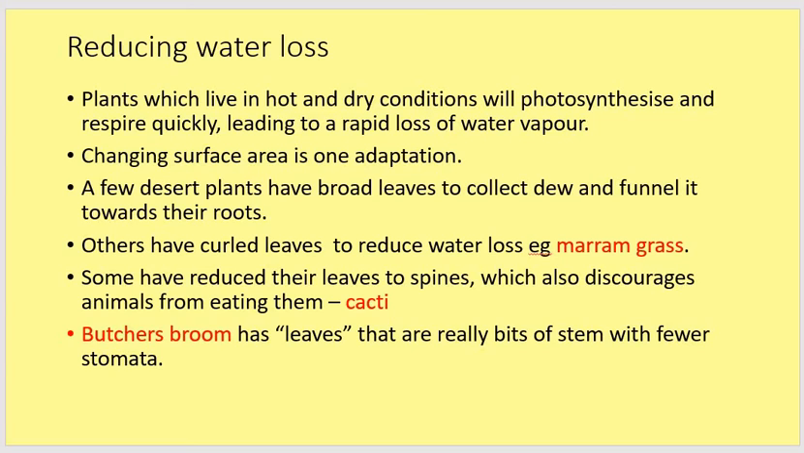for several reasons. And butcher's broom is a plant whose leaves aren't really leaves at all. They're pieces of stem. That's important because stems have fewer stomata on them than leaves, just like the top of leaves don't have stomata at all. Unlike that's a practical we did earlier this year, I'm sure you remember, with the nail varnish on the leaves.